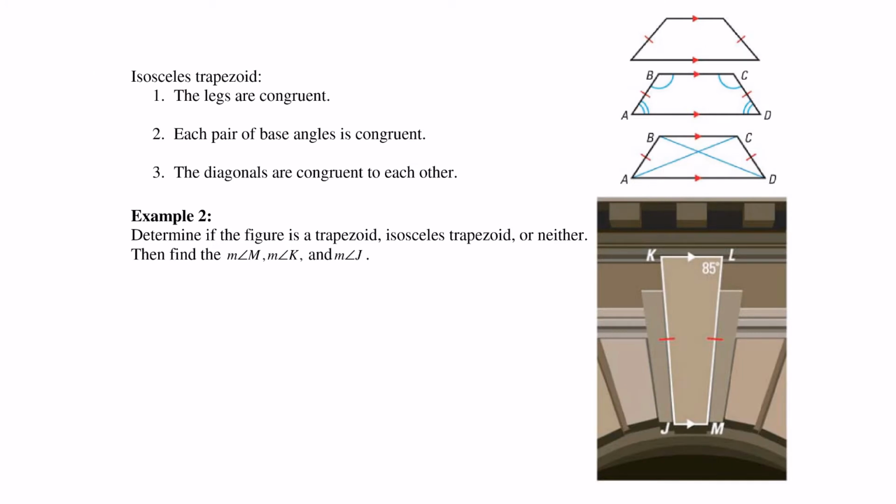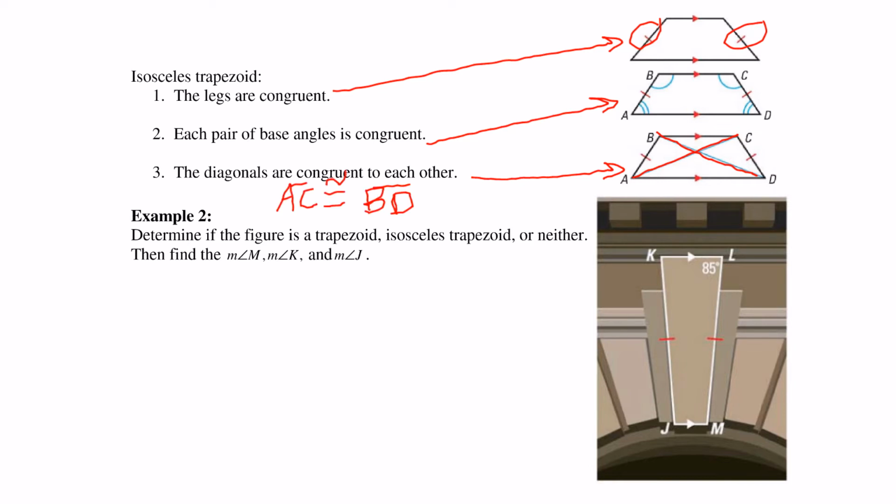So isosceles trapezoids are specific types of trapezoids, because the legs are congruent to each other. You can see in my picture, my legs are congruent. Secondly, each pair of base angles is congruent. Remember, my angle A is congruent to my angle D, and B is congruent to C. The diagonals are congruent to each other as well, so AC is congruent to BD. Make sure you have that written down because it's not drawn in the picture very well.